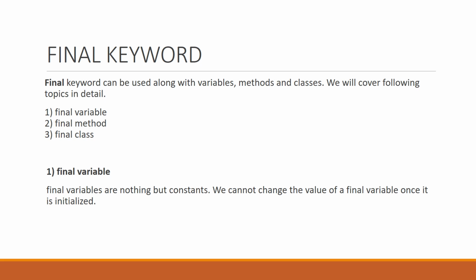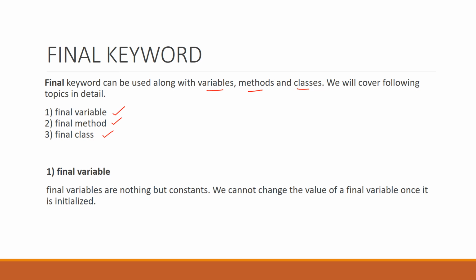So what is a final keyword? A final keyword can be used along with variables, methods, and classes. So what are the topics we are going to see in this lecture? Final variable, final method, and final class. So the keyword final can be used in three places. Those places are a variable, a method, and a class. So what is a final variable?